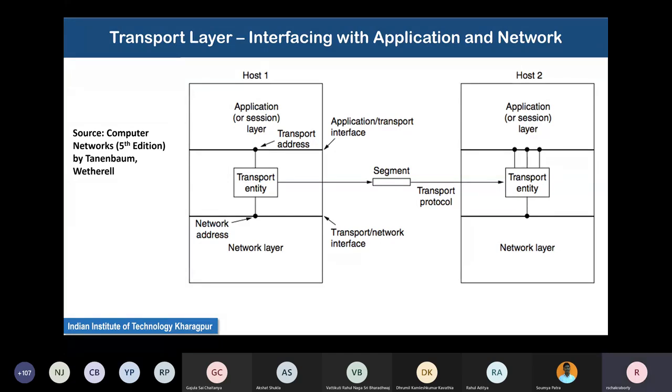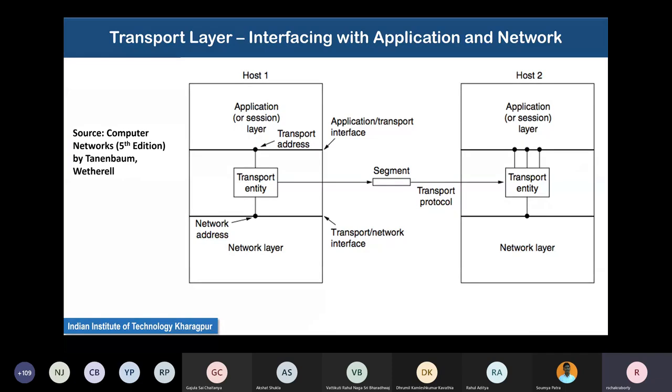These processes can be identified using some transport address, which are typically something called ports in Unix or in TCP. I shouldn't say Unix, because this is also used with other operating systems, in TCP. And the chunks of data that are exchanged during this transport layer communication are called segments.